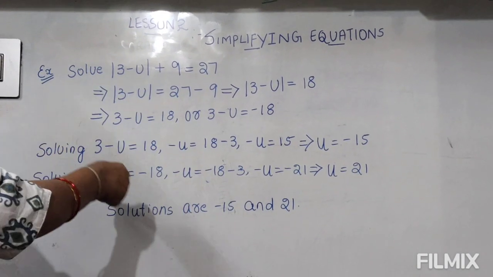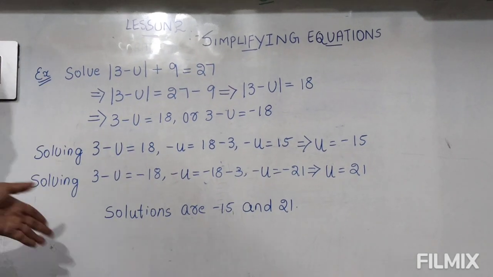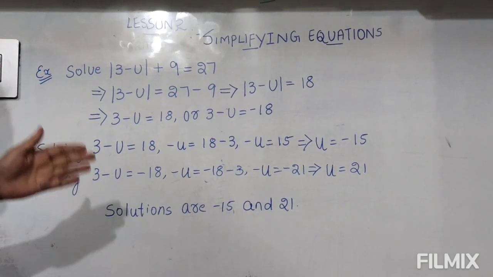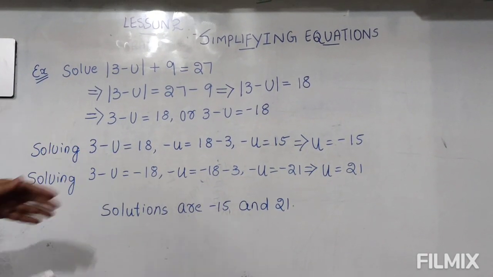If the sum is given like this, you have to solve it like this. Understood? Absolute value is always positive. Absolute value is never negative. Okay.